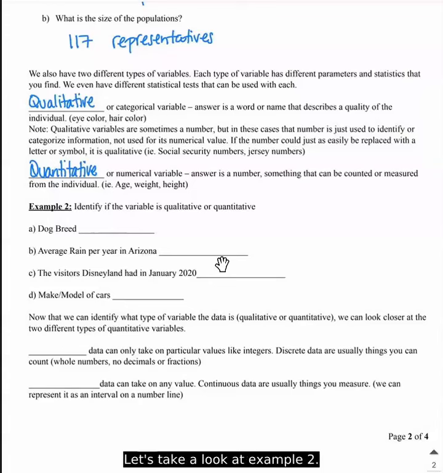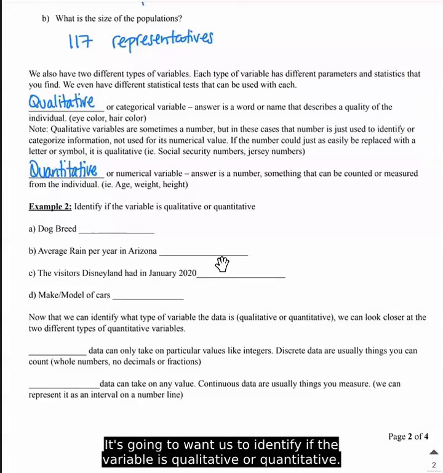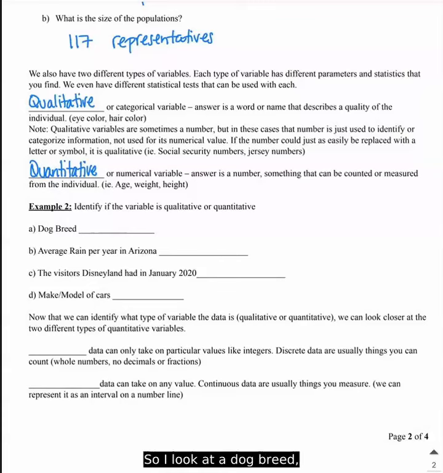So let's take a look at example 2. It's going to want us to identify if the variable is qualitative or quantitative. So I look at dog breed. If I think of dog breeds, it could be Labradors, Golden Retrievers, Dobermans. If I think about that, it sort of describes an individual, in this case a dog. It's not really a number. So in our case, a dog breed would be qualitative.